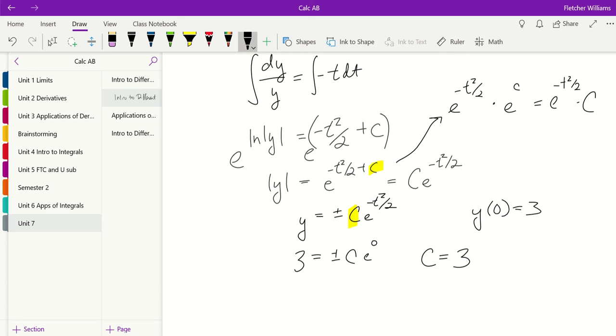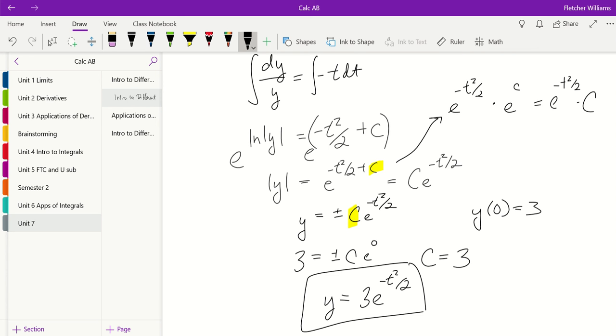Wait, so why can't you do minus 3? Because if you did minus 3, then when you plugged in t of 0, you get minus 3 times 1, which does not equal 3. Yeah, so the initial condition does lock you into one thing. So we get c equals 3, and we get a final answer of just 3e to the minus t squared over 2. And not the plus or minus. We do drop the plus or minus at that point. So that's an initial value problem. So you can solve lots of things.